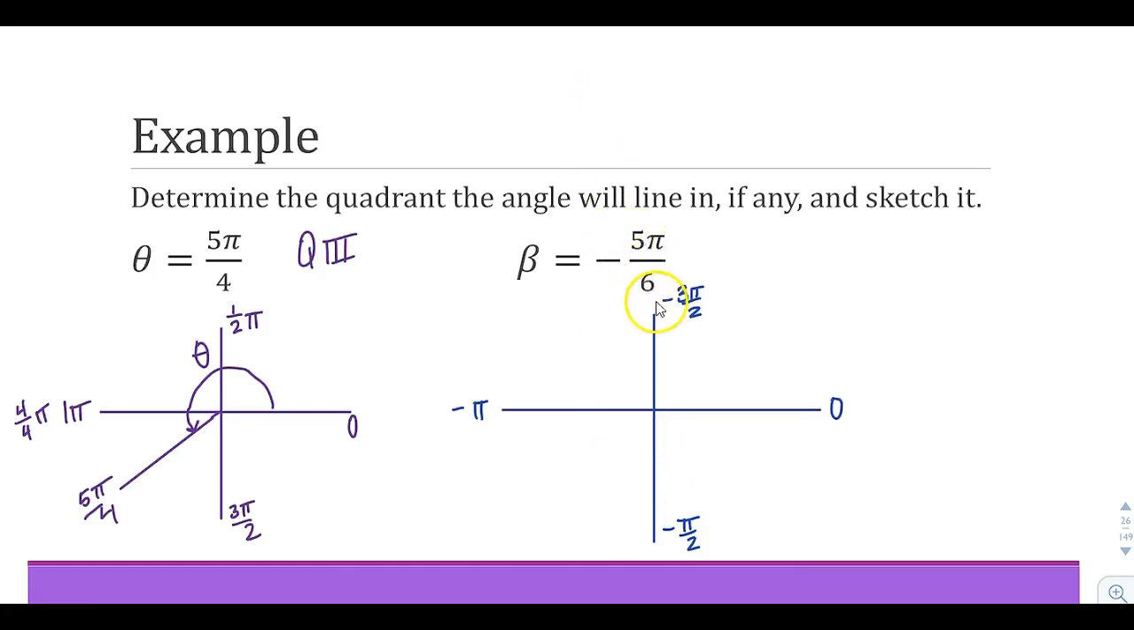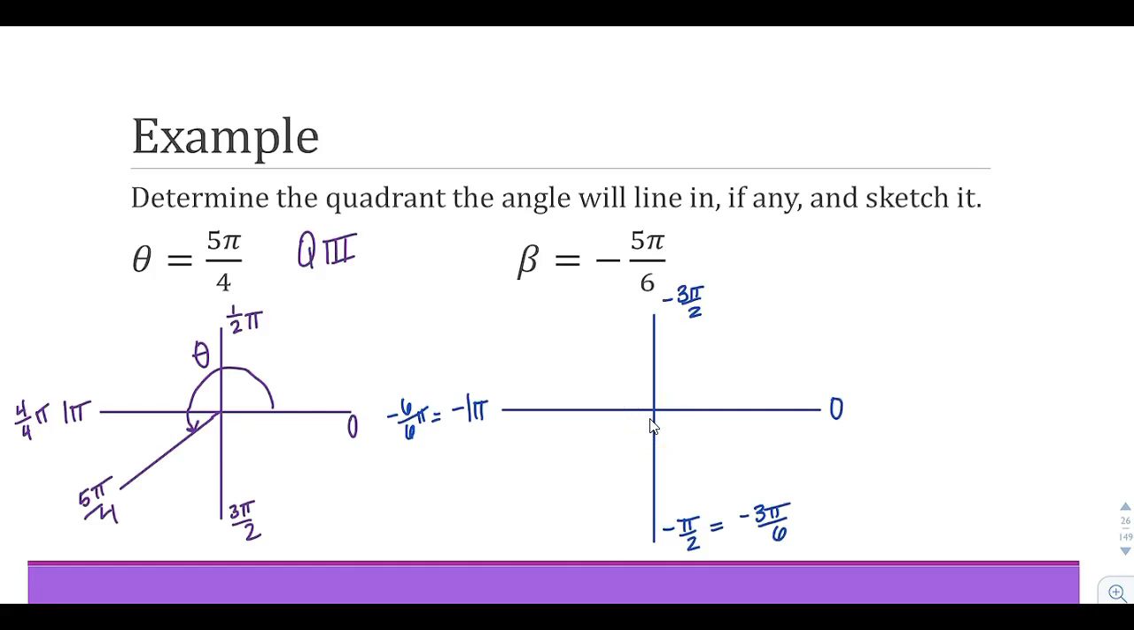So here I want to think about everything broken up in sixths. So this is negative 1 pi, or it's negative 6 over 6 pi. And if I want to rewrite this so it has a denominator of 6, I can do that as well if it helps me. So this is negative 3 pi over 6. So negative 5 pi over 6 is between negative 3 pi over 6 and negative 6 pi over 6.